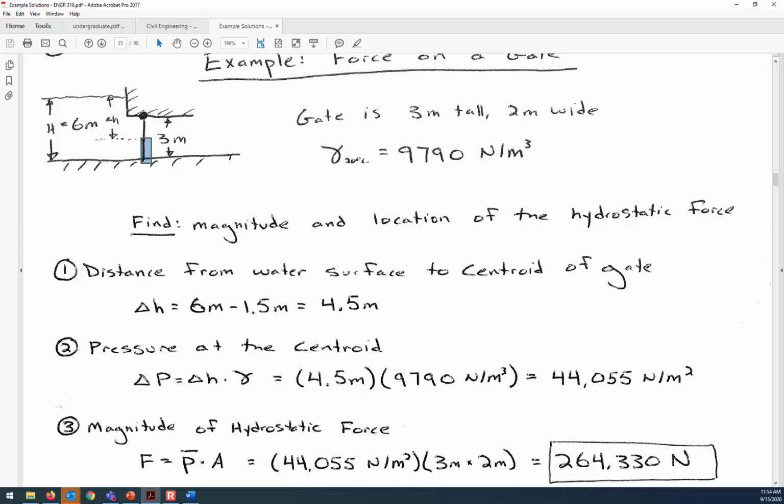Gavin, I think I might have given you the thumbs up prematurely. I've got to check my eyes. Sorry about that. I said yes, and it wasn't quite right. Hopefully that didn't send you down the wrong path. Okay, so the pressure at the centroid times the area gives us 264.3 kilonewtons.